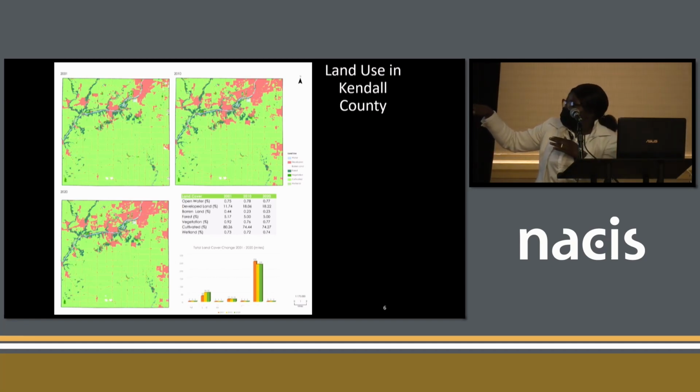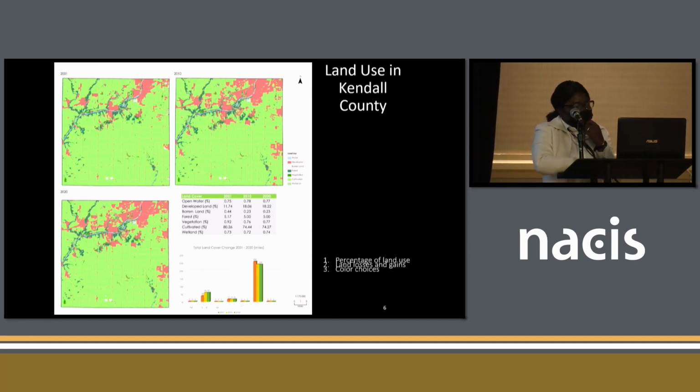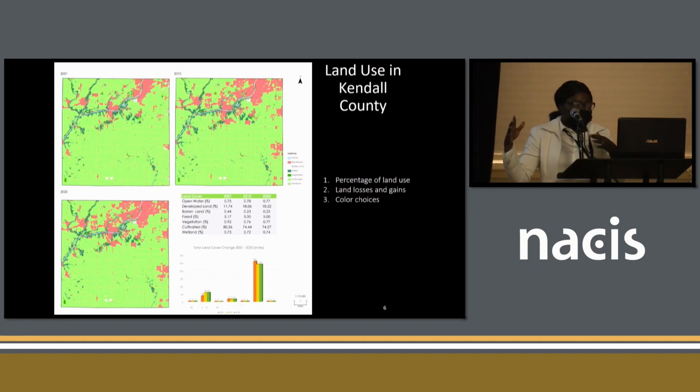And in 2001, it was a little lower. Then by 2010, it was higher. And then by 2020, it grew more. And then I will also just quickly talk about the color choices I used there as well.